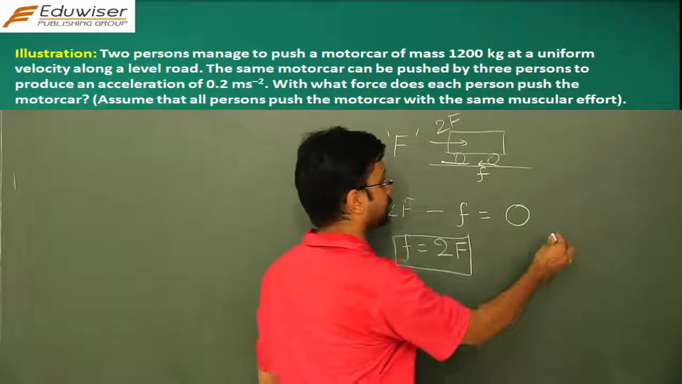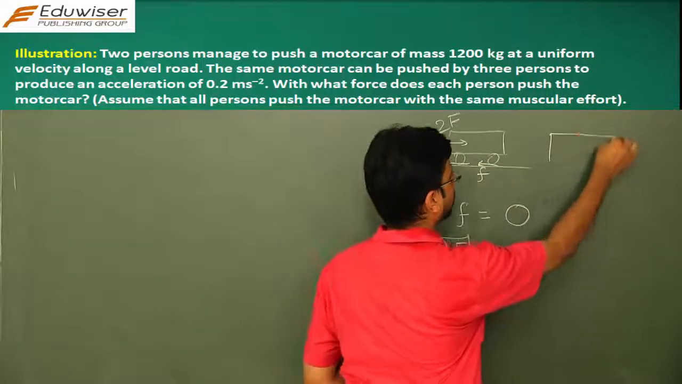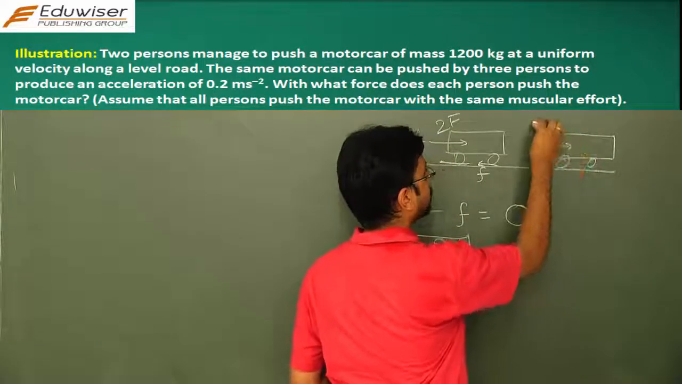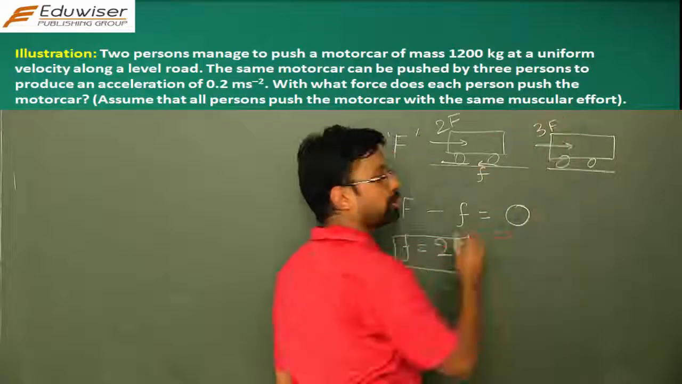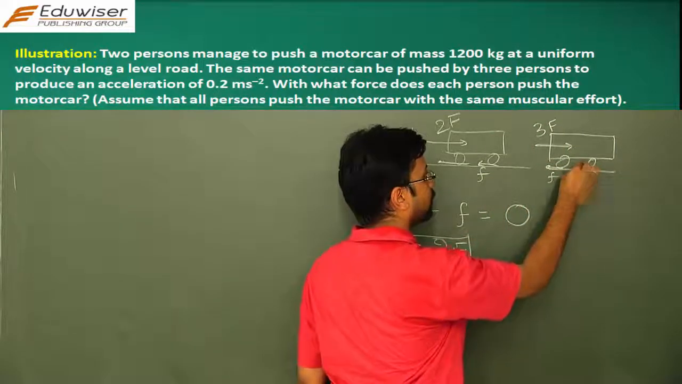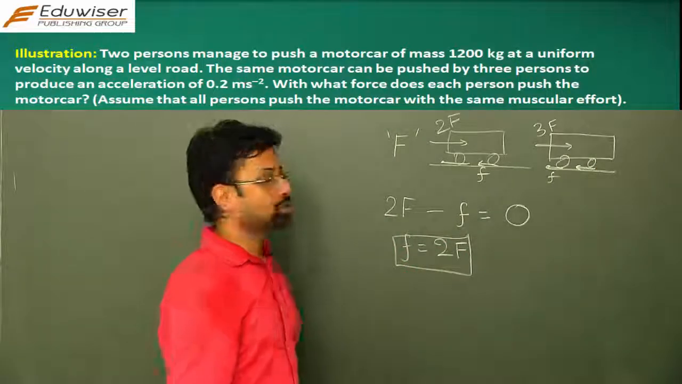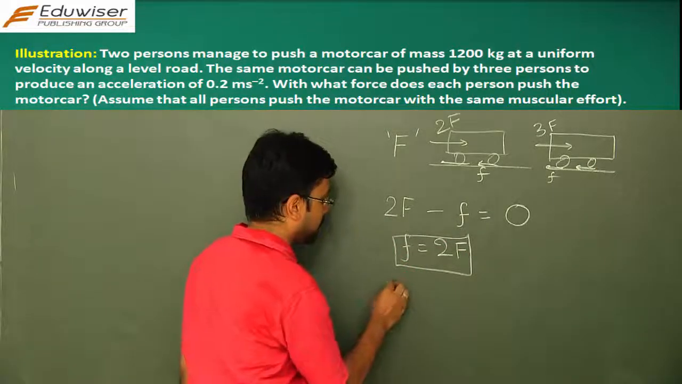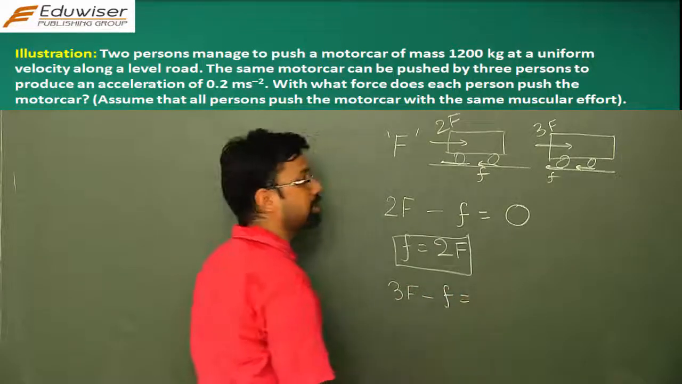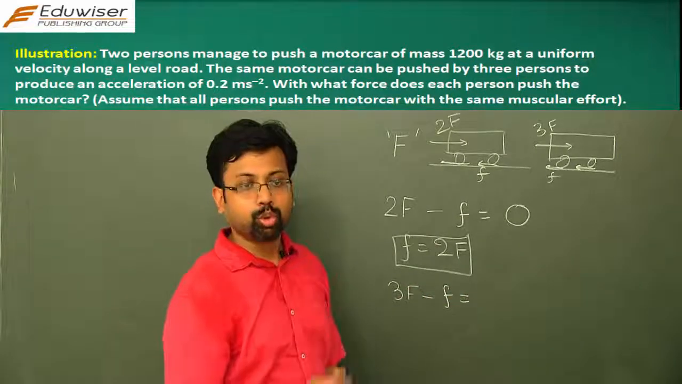The second case is what? Three people now start pushing the car. So when three people push, the total force would be 3F. The same surface is in contact, so the frictional force is not going to change. But in this case it says that 3F minus f produces an acceleration of 0.2 meter per second square.